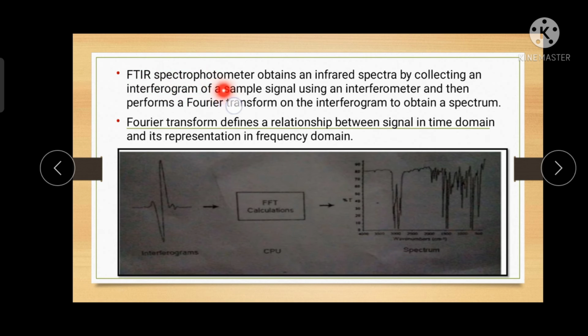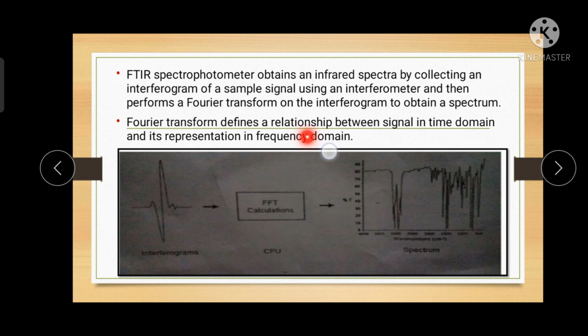Now the FTIR spectrophotometer obtains an infrared spectrum by collecting an interferogram of the sample signal using an interferometer, and then performs a Fourier transform on the interferogram to obtain the spectrum. That means in a spectrophotometer we get the infrared spectra, but this spectrum is obtained by collecting an interferogram produced from the interferometer, and then a Fourier transformation is performed, and we get the proper spectrum of FTIR spectroscopy.